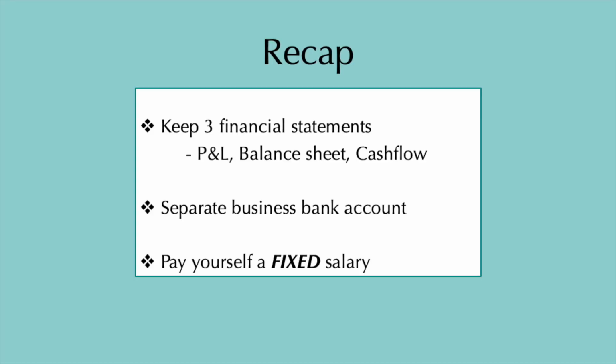So these are the 3 quick tips on what you should do if you are running a small business and how you should manage your finances. If we recap, number 1, definitely have 3 statements: your P&L, your balance sheet, and your cash flow. Number 2, you want to have a separate business account and personal account, so then your transactions are so much easier to digest. Lastly, you want to pay yourself a fixed salary. So hopefully you can put this into practice.